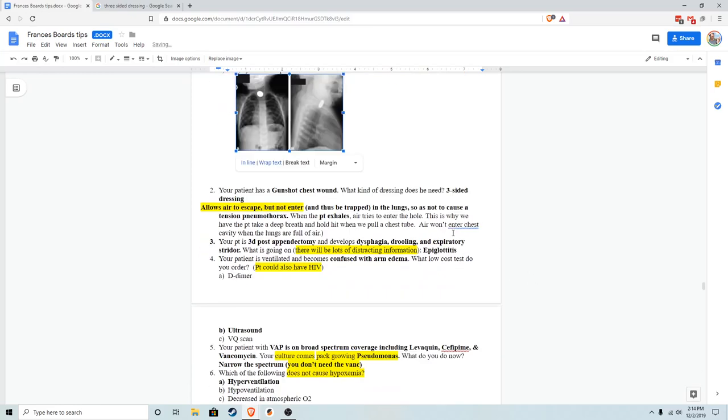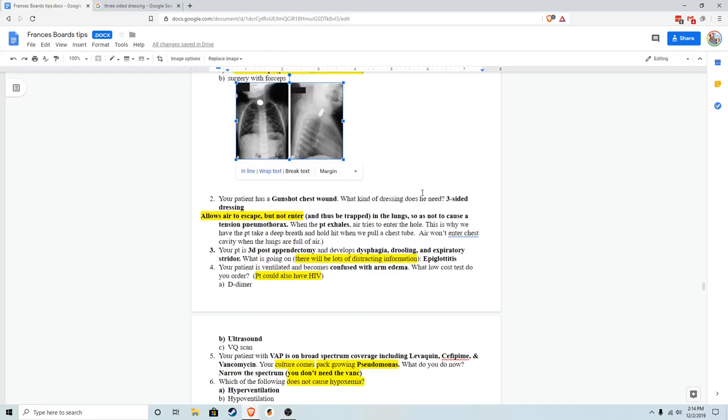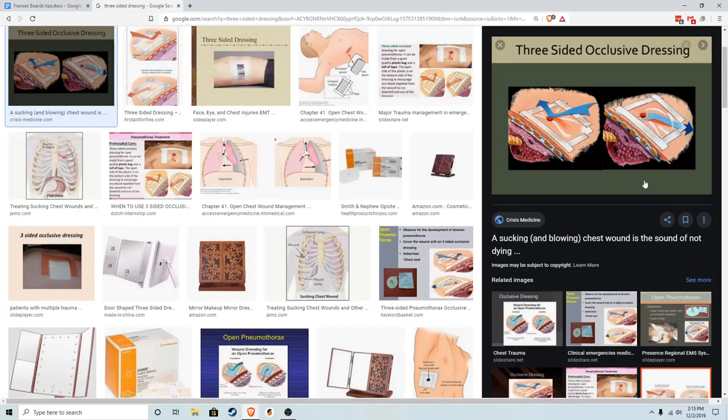All right, next one. Patient has a gunshot chest wound. What kind of dressing does he need? So this is one where I guess someone comes in emergently and you're waiting for a chest tube kit to be placed, but you have this sucking chest wound that you need to fix. The answer is a three-sided dressing. And for those who are unfamiliar with the three-sided dressing, this is it. I was actually unfamiliar with it until I came across this in the Francis Guide. And actually, I got tested on this as well. So it's a good thing I looked.